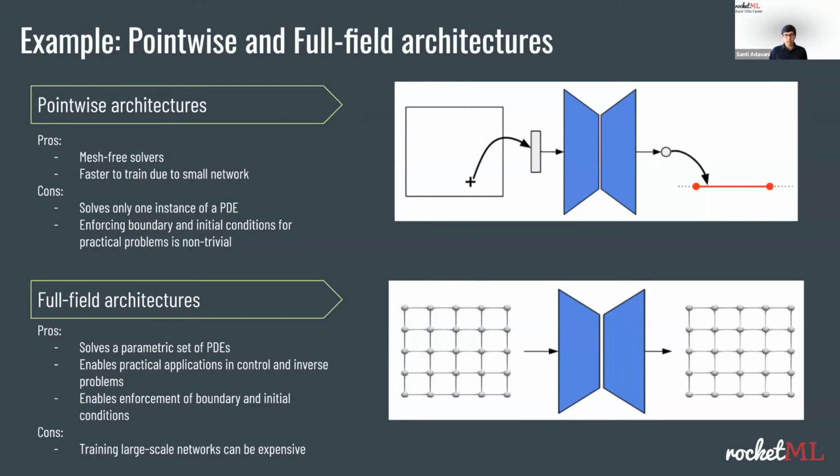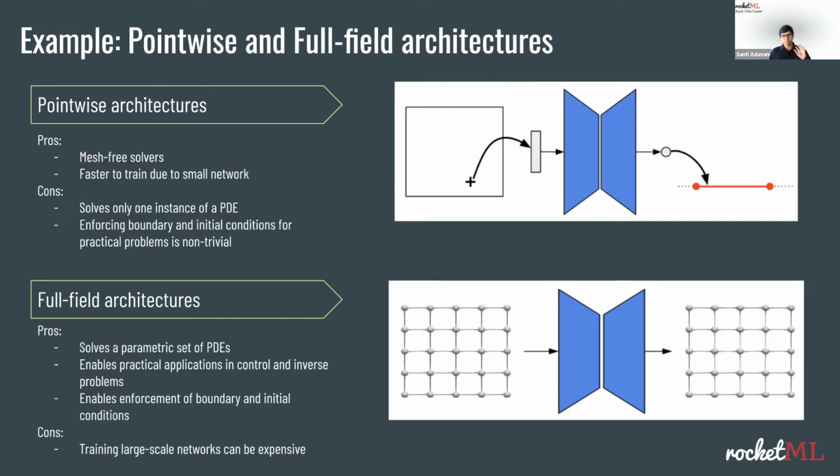But the cons are, it can only solve one instance of a PDE, right? For example, it's like a one-to-one. You have one PDE and you're solving one PDE at a time, right? And enforcing boundary conditions and initial conditions for real practical problems becomes non-trivial, because there can be a lot of heterogeneity issues with respect to materials or geometry and so on and so forth. And enforcing the exact physics across all these different constraints is a non-trivial problem. Okay, and that leads to a lot of hyperparameters and a lot more fine-tuning.